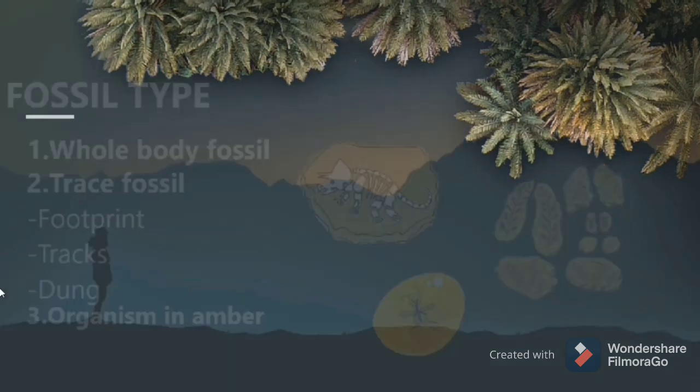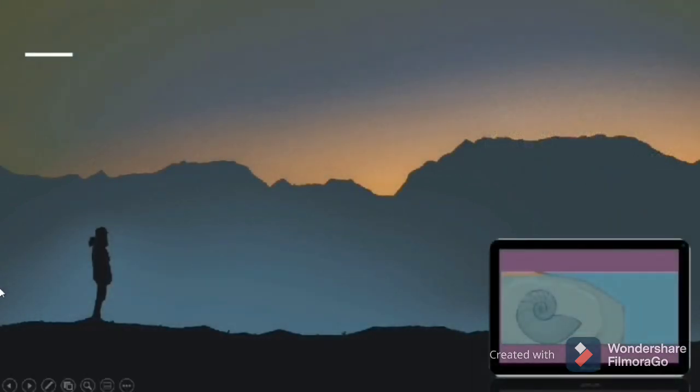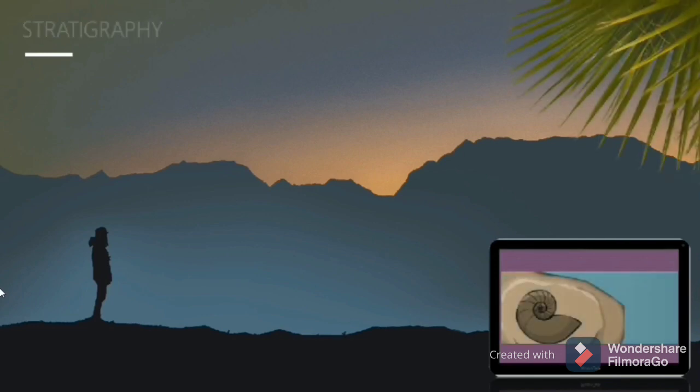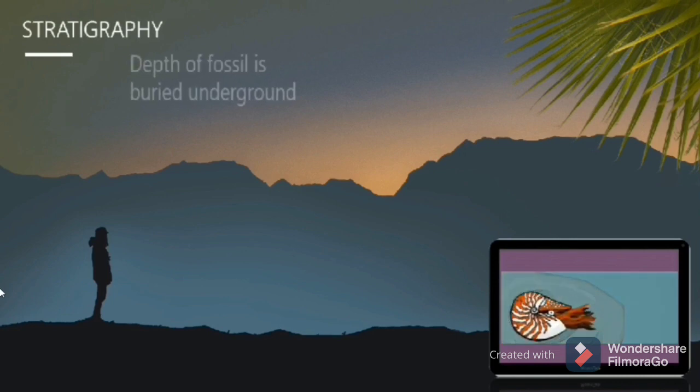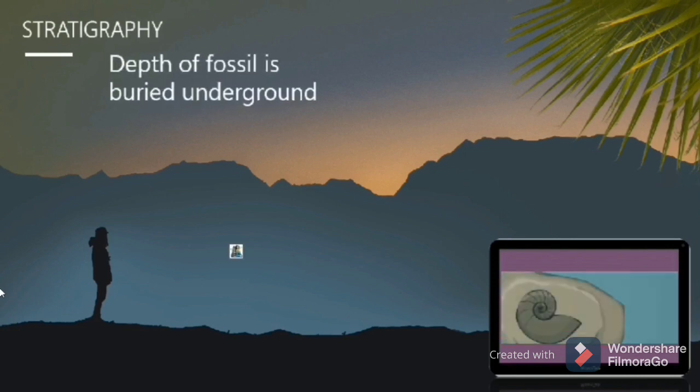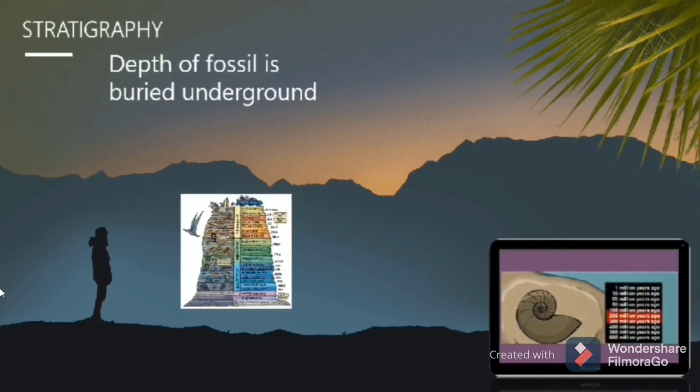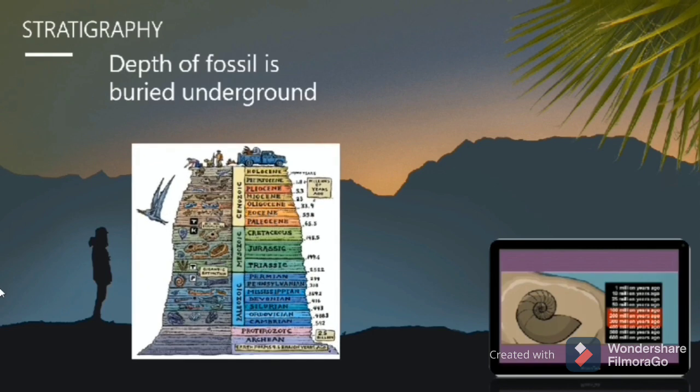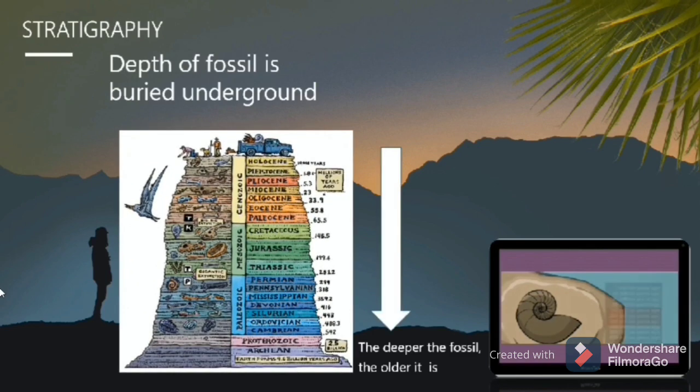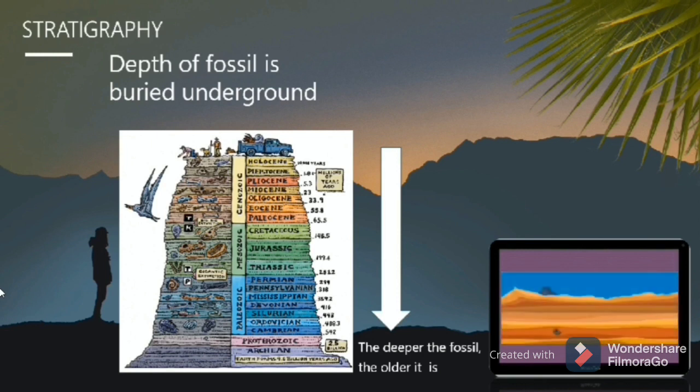Next, what methods can be used to determine fossil age? Ilya will share two types of method, but let's look at the first one, which is stratigraphy. Stratigraphy is the study of how deeply a fossil is buried underground. Layers of rock are formed over millions of years, in which new layers are formed on top of old layers.